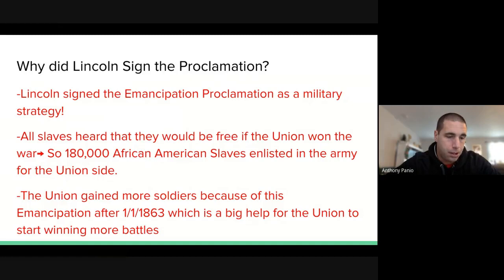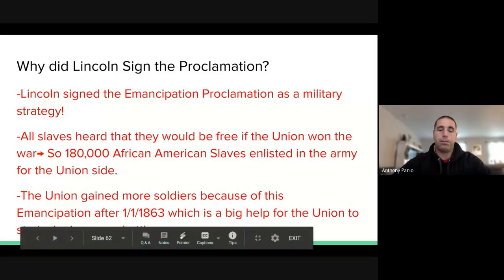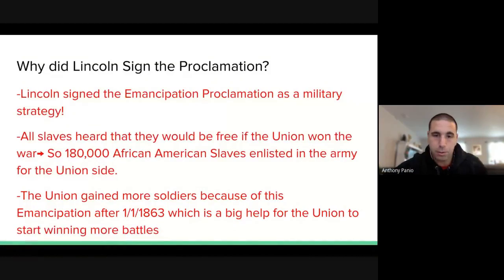All right, so let's talk about how this happens. From the text you saw, all slaves basically heard that they would be free. When Lincoln wrote this, he was not writing it to the Confederate leaders. He was not telling the Confederate government. He was speaking through them to the slaves in the South and to all the free black people in the North. They hear that they're going to be free if the Union wins. And what does he do? He opens up the military to black people to join for the first time in American history.